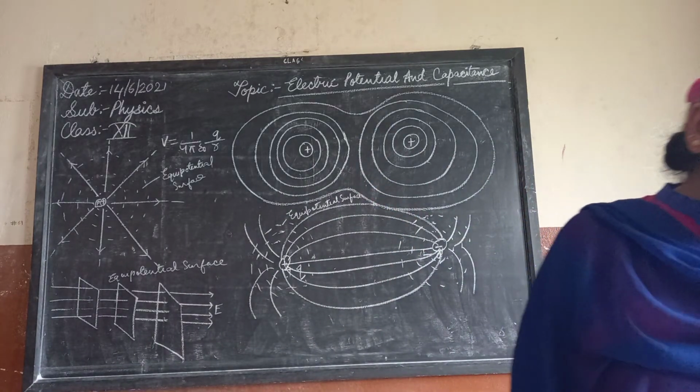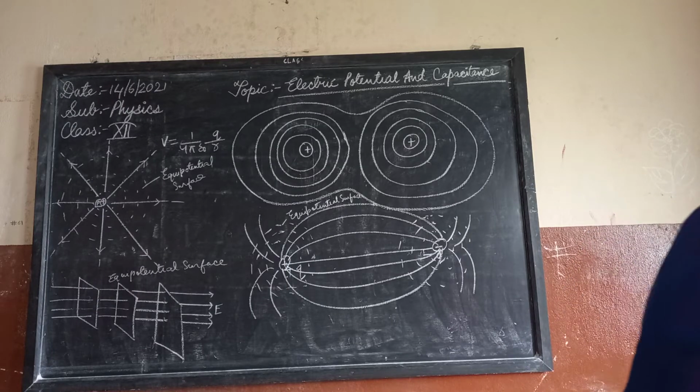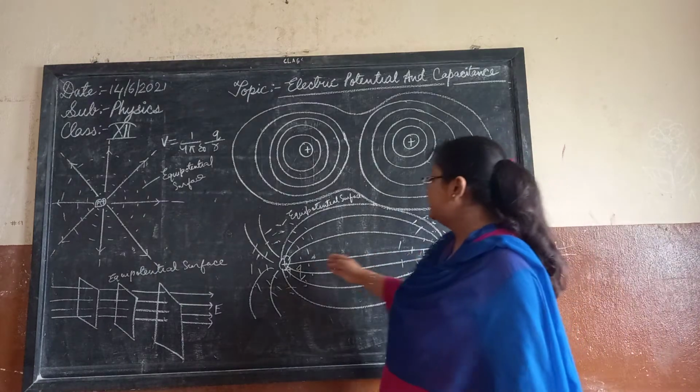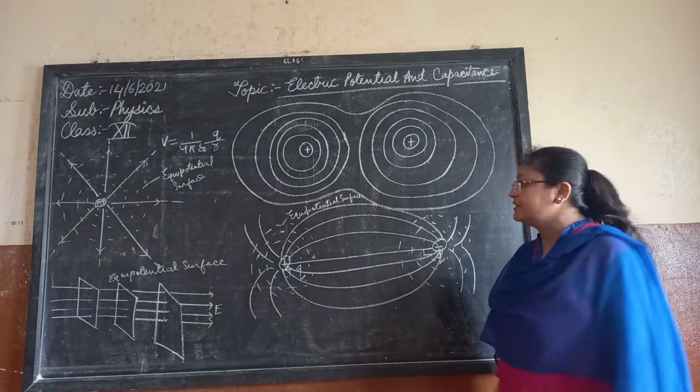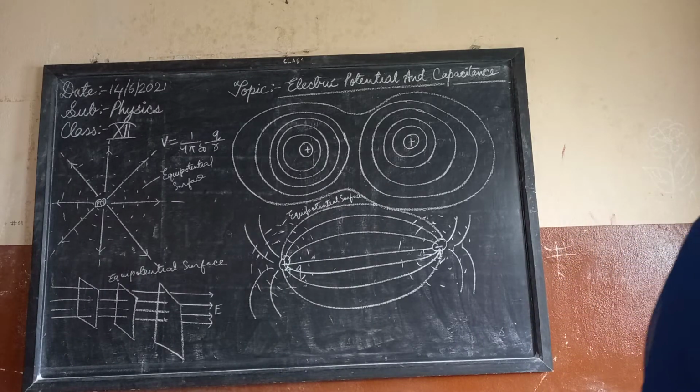Clear? Now the equipotential surface for the electric dipole is shown in the following figure by the dotted lines. It is given by the electric dipole itself, which we have already studied, that is plus Q and minus Q. The electric dipole is being taken, and we have the equipotential surfaces given by these two charges.